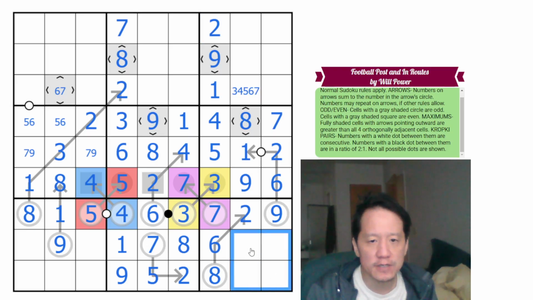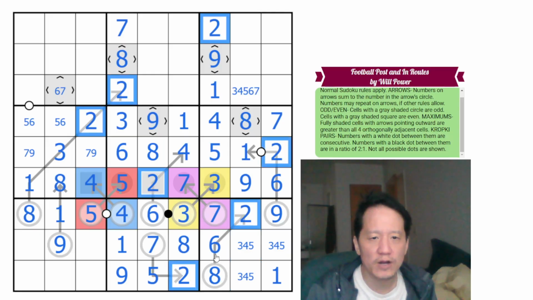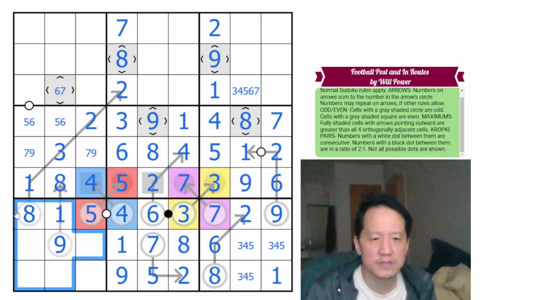Remaining digits here have to be 1, 3, 4, and 5. This can't be 1, and this can't be 1. Where is the 1 in this box? It has to be here. So the rest is 3, 4, and 5. That works. Where is a 2 in this box? It cannot be here because of this 2. Can't be here. So these are eliminated, which means it has to be here. So this is a 2.